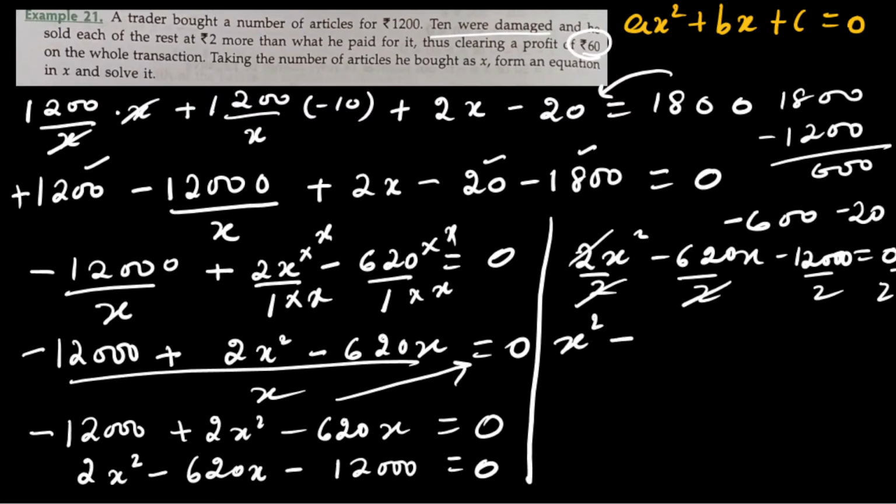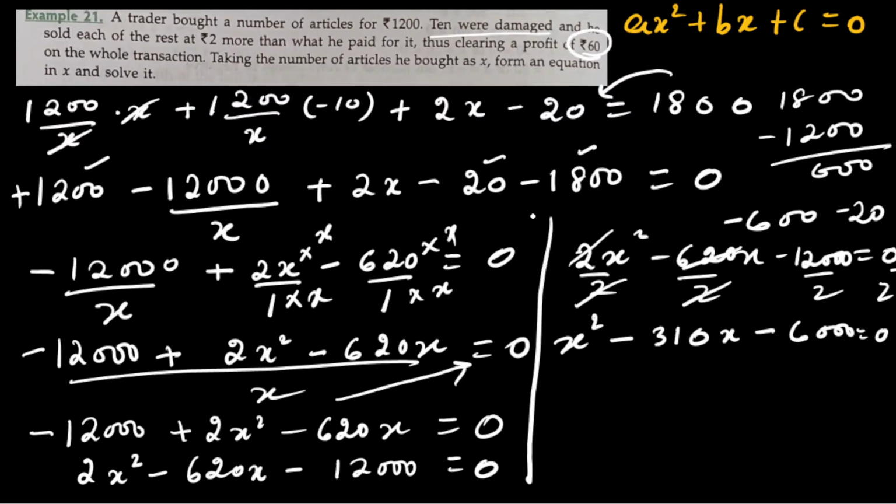So x square minus, here we will get 310, and here I'll get 6,000. So this is the required quadratic equation. The required quadratic equation is x square minus 310x minus 6,000. You can just simplify and tell me what the answer is.